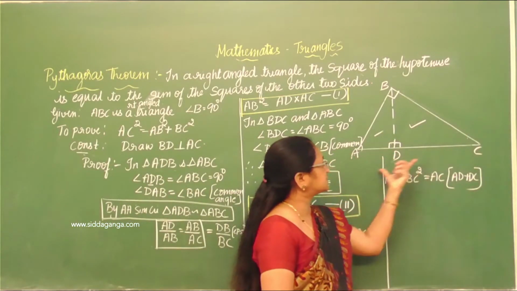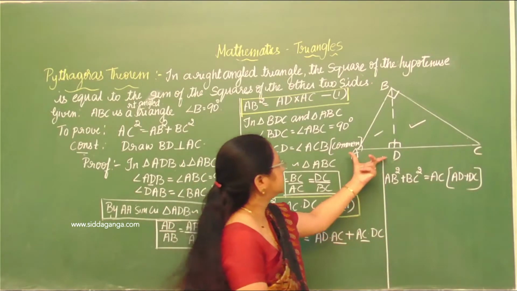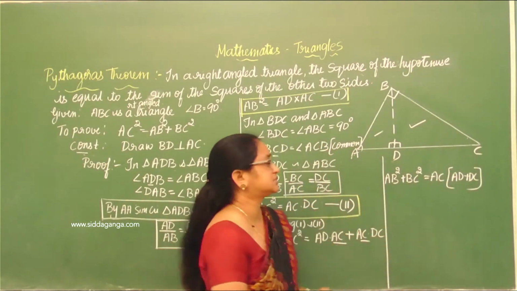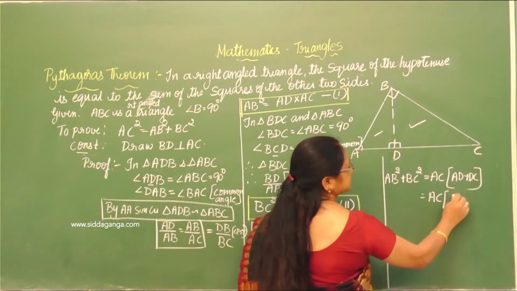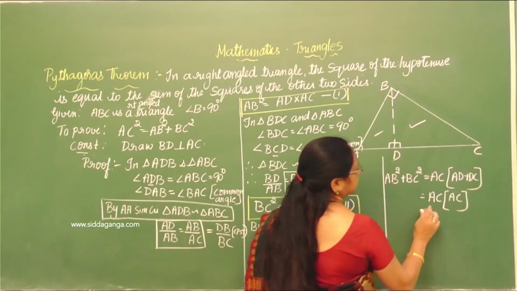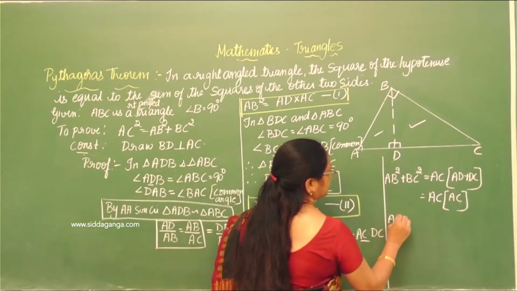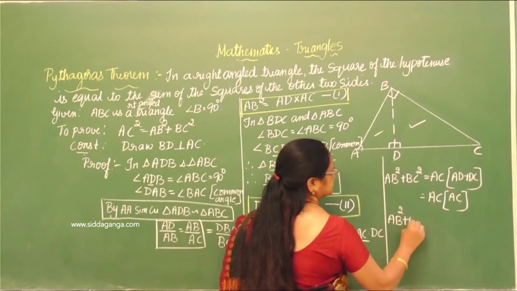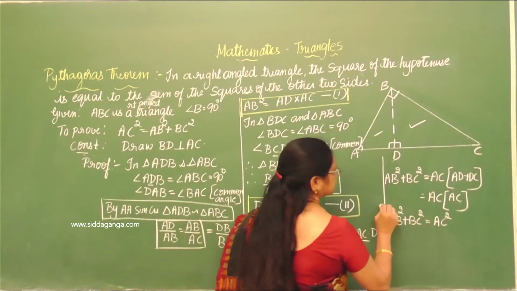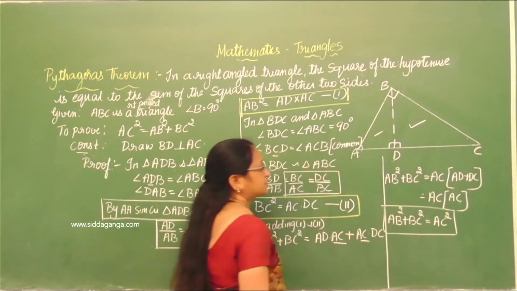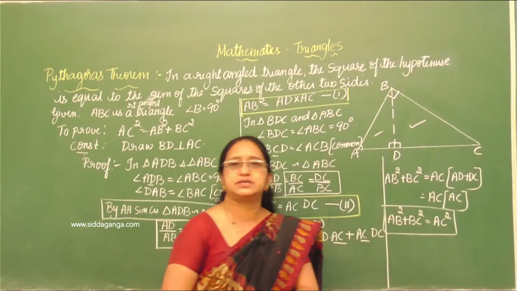AD plus DC is nothing but AC. Now here AC into AD plus DC, I will write AC. So here also I got AC square. So hence what we got? AB square plus BC square is equal to AC square. See? Hence proved. AB square plus BC square is equal to AC square.